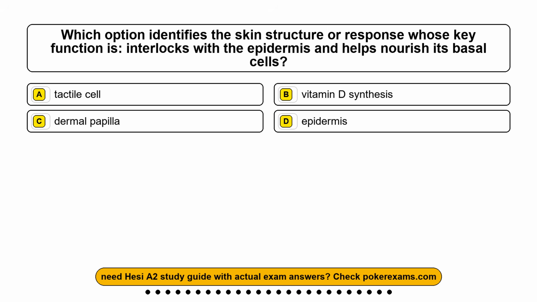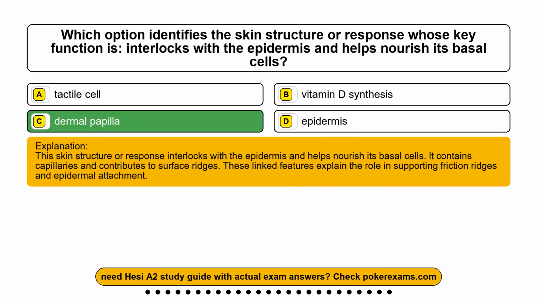Question 23. Which option identifies the skin structure or response whose key function is, interlocks with the epidermis and helps nourish its basal cells? Option A, tactile cell. Option B, vitamin D synthesis. Option C, dermal papilla. Option D, epidermis. The correct answer is option C, dermal papilla.